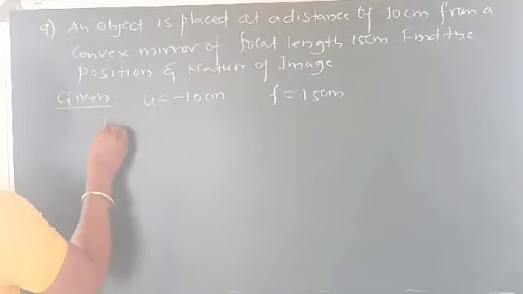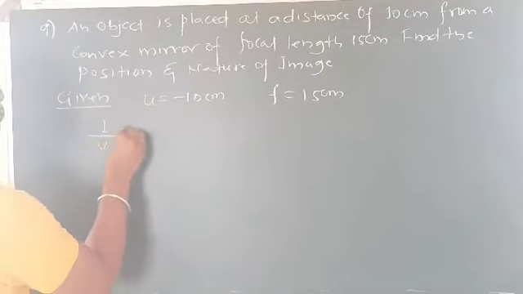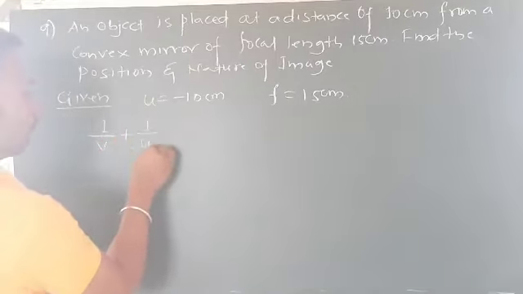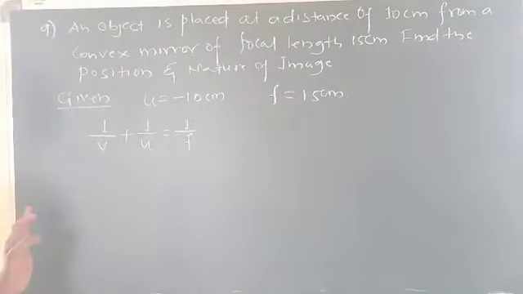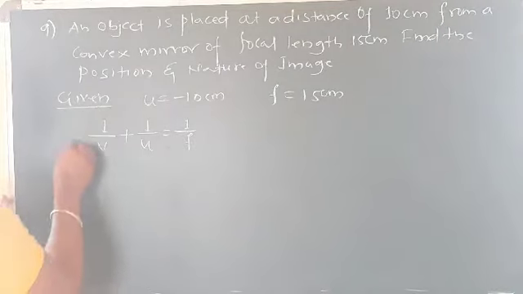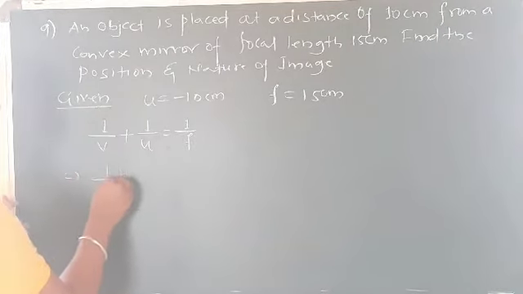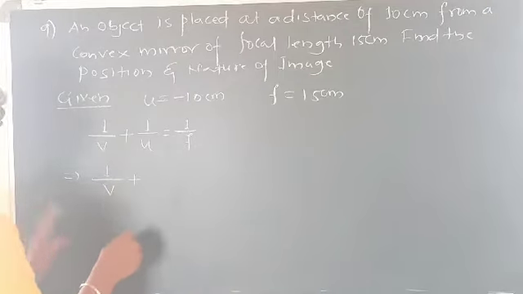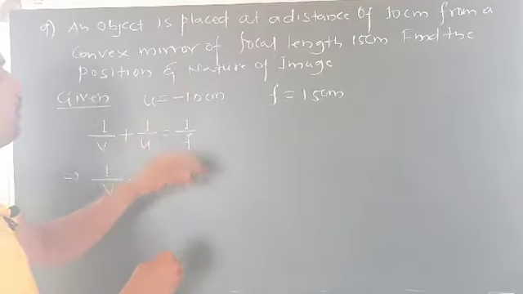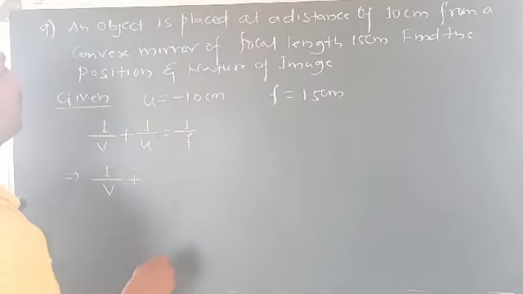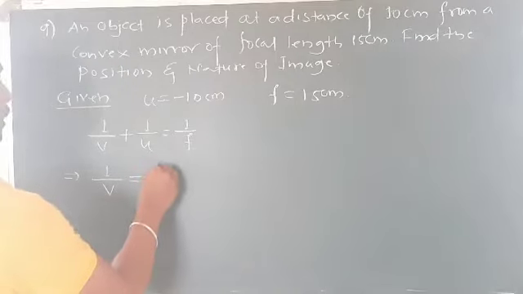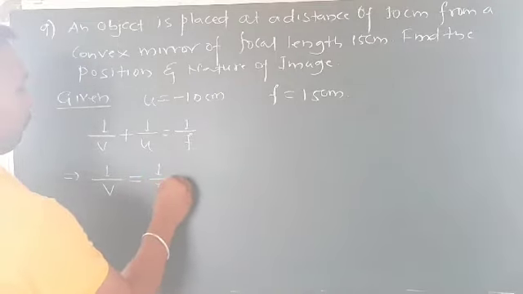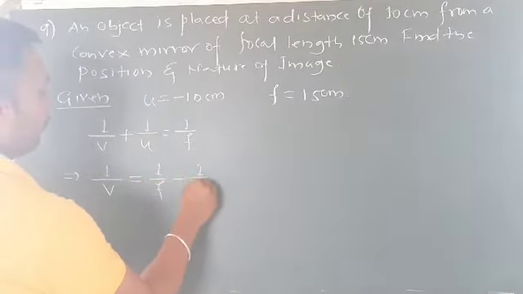Now we can apply the mirror formula, 1 by v plus 1 by u is equal to 1 by f. So this implies 1 by v, we can keep as it is, plus... what we need to find here? The position. Find the position and nature of the image. So I'll take v on one side: 1 by v is equal to 1 by f minus 1 by u.